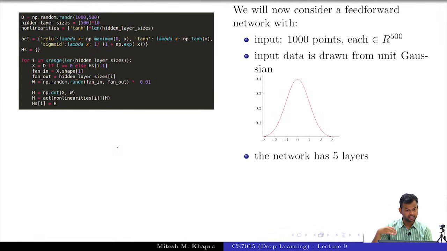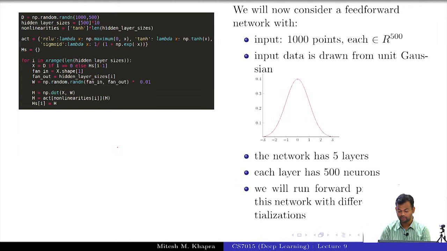And the network has 5 layers. Each layer has 500 neurons. The input is 500 neurons. Each of the 5 layers is also 500 neurons. And now we'll run forward propagation. No backward propagation, no loss, nothing, right? I'm not even giving you an objective. This is just some input, and I just want to see what happens up to the last layer. I'm not even bothered about the actual last layer. That means I'm not trying to minimize any cross entropy, squared error loss, anything, okay?